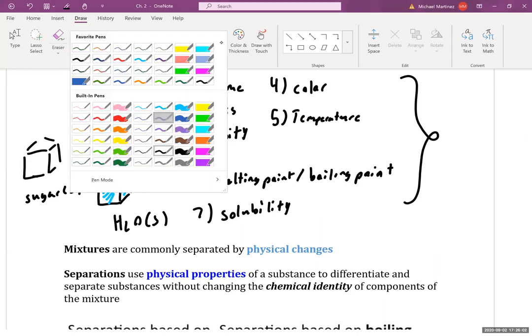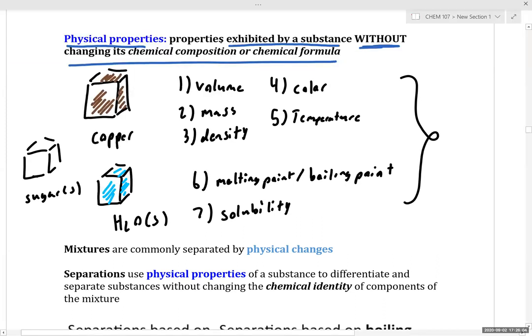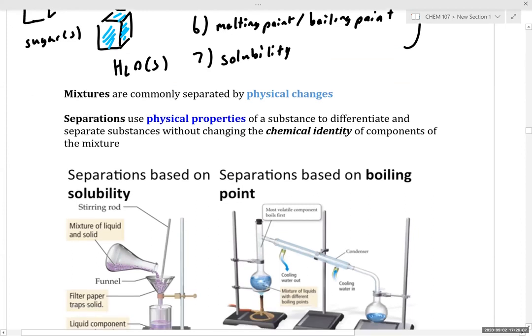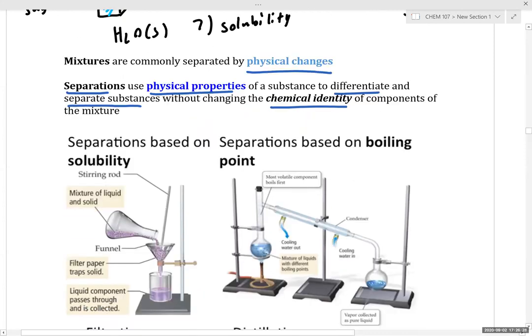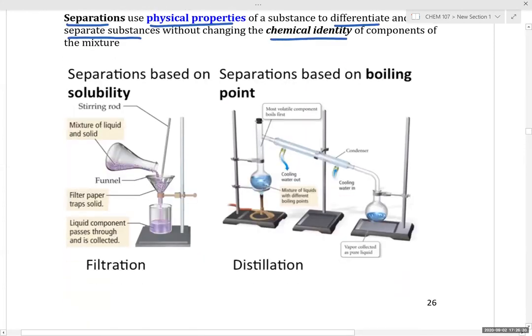So, why does this matter? What's the point behind this? Well, mixtures are commonly separated by physical changes, and separations use physical properties of a substance to differentiate and separate substances without changing the chemical identity. Now you may say this sounds pretty esoteric. Well, we've done this in our day-to-day lives multiple times.